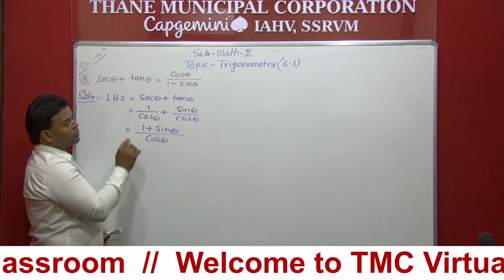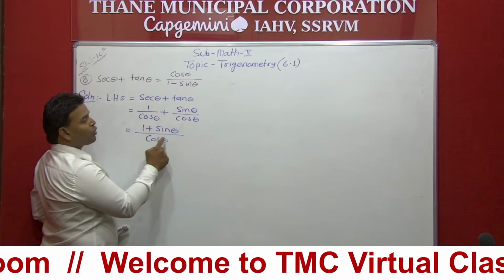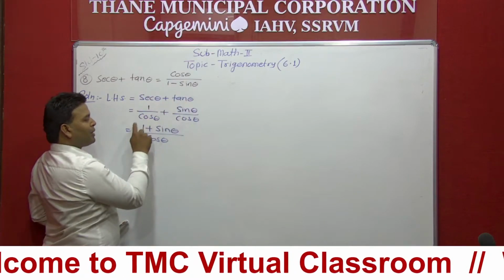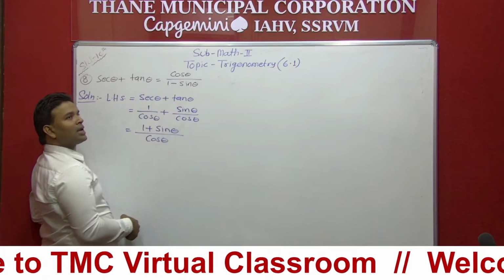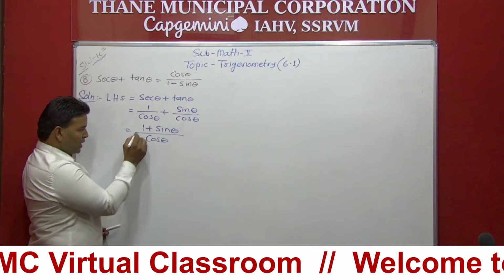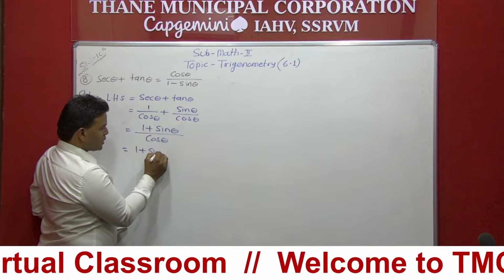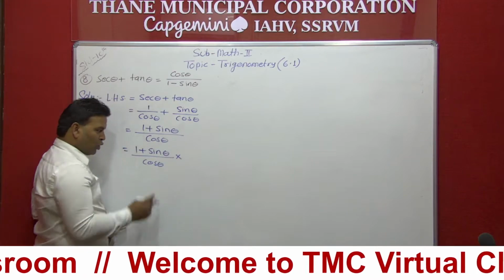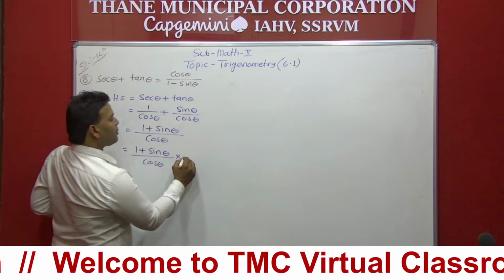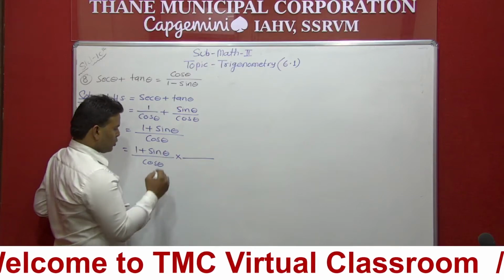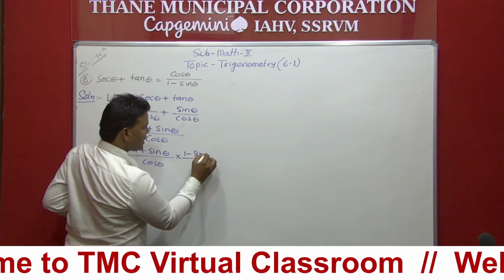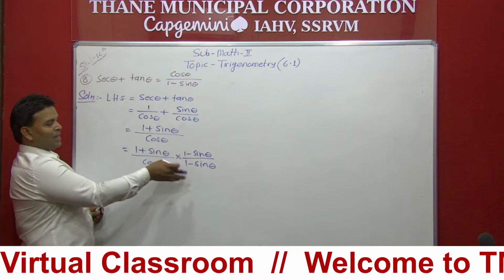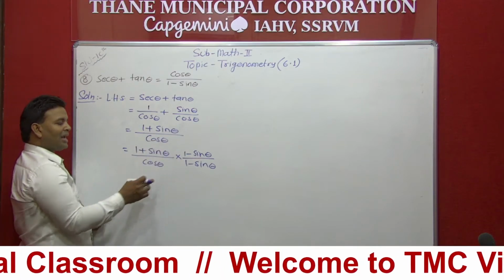So what we will do to make this one minus? Now see, I am going to take the conjugate of this, because in the conjugate this plus will become minus. So what I am going to do here: 1 plus sin theta upon cos theta multiplied by the conjugate of this. The multiplication by conjugate is always done in both numerator and denominator. Here I will write 1 minus sin theta and here 1 minus sin theta. Here I have multiplied the conjugate of this in both numerator and denominator.